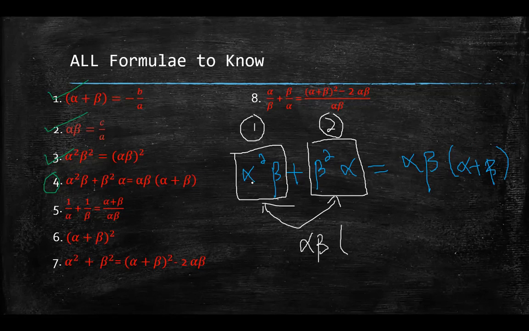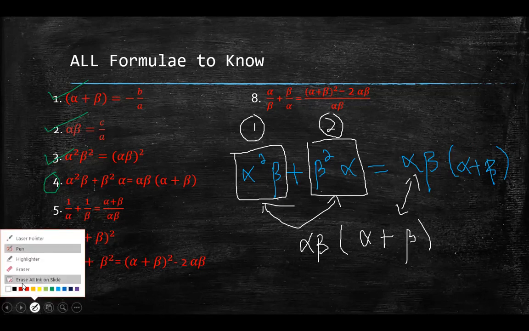So if I take out alpha and beta from this box, I remain with alpha. If I take out alpha and beta from this box, I remain with beta. And that's how they got it. That's just to help you understand where they got that from, to make it a little easier to remember.